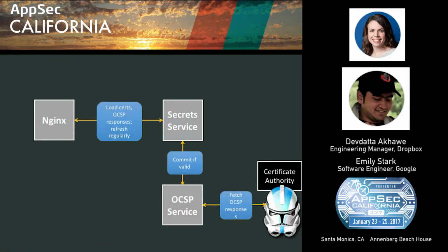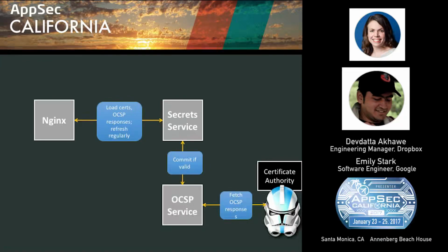So here's the architecture of what we ended up doing at Dropbox. We wrote a new service for OCSP response fetching that just continuously talks every X minutes to the certificate authority and fetches the OCSP response, and checks whether the OCSP response is valid, is for the right website, and all these other checks that we want to do, and then commits it to a secret service.